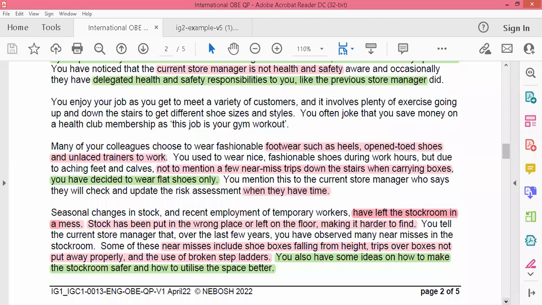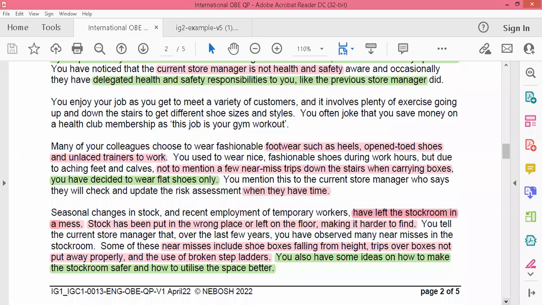You mentioned this to the current store manager, who says they will check and update the risk assessment when they have time. You told this new manager about the near misses and the heeled shoes being used by the workers. But what is his response? He told you that when he has the time, then he will update the risk assessment. Very negative. He needs to update the risk assessment on the spot, because he is the top management here, and he should be committed to health and safety.